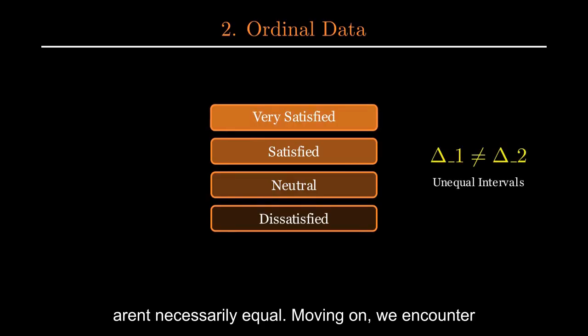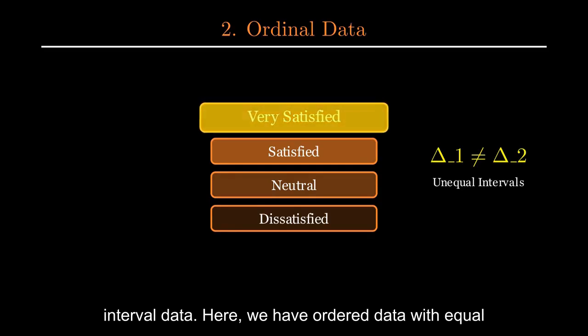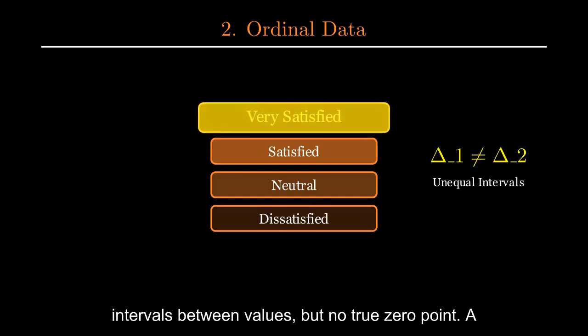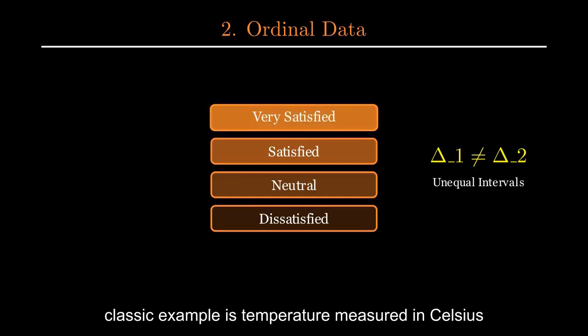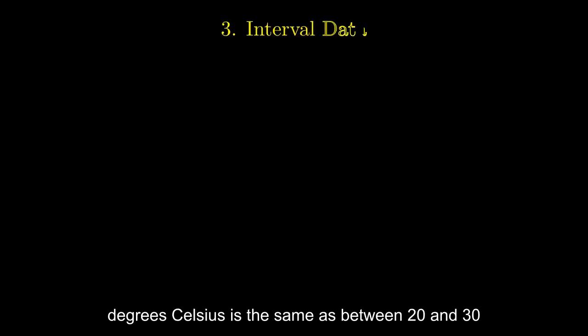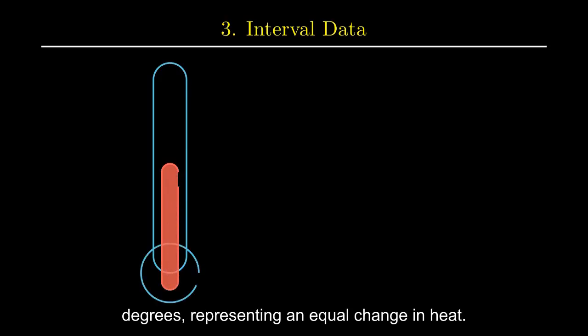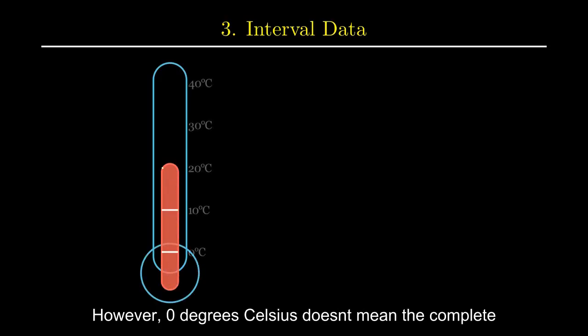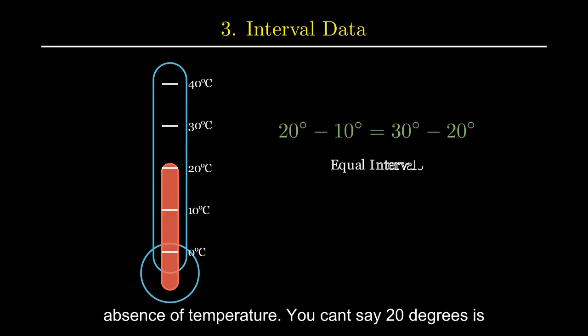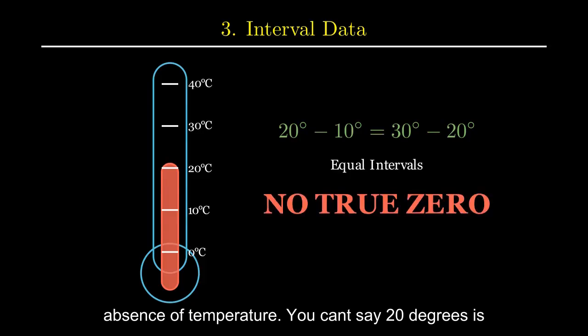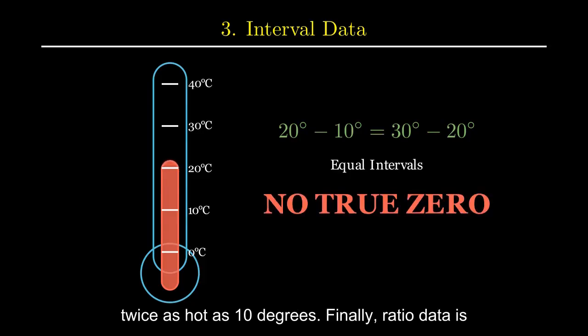Moving on, we encounter interval data. Here, we have ordered data with equal intervals between values, but no true zero point. A classic example is temperature measured in Celsius or Fahrenheit. The difference between 10 and 20 degrees Celsius is the same as between 20 and 30 degrees, representing an equal change in heat. However, 0 degrees Celsius doesn't mean the complete absence of temperature. You can't say 20 degrees is twice as hot as 10 degrees.